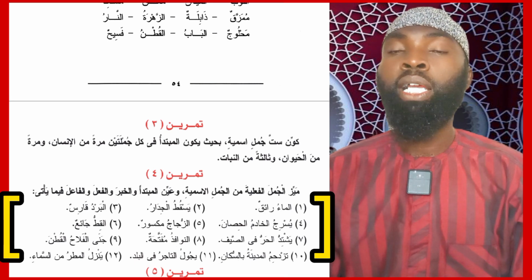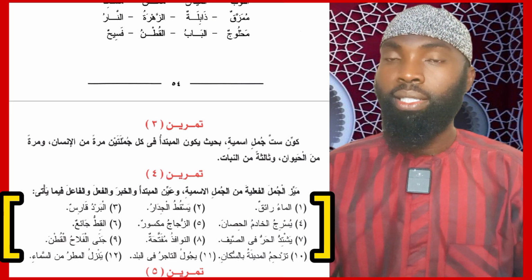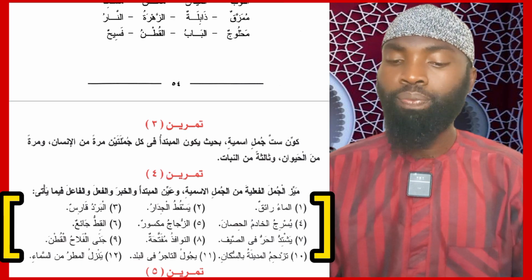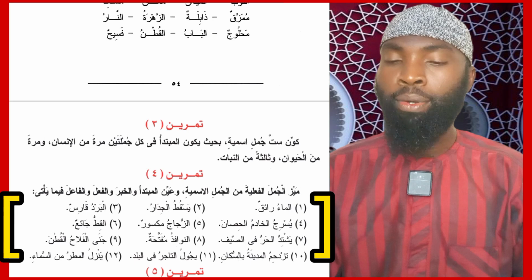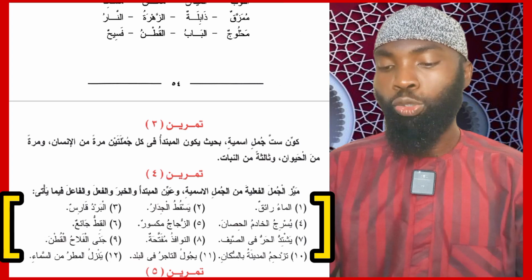Next we have al-qittu jai'un, the cat is hungry. Al-qittu is the mubtada and jai'un is the khabar. So this is jumlatun ismiya. Next we have an-nawafidhu mufattahatun, the windows are open, and nawafidhu is the mubtada and mufattahatun is the khabar. Therefore this is jumlatun ismiya.